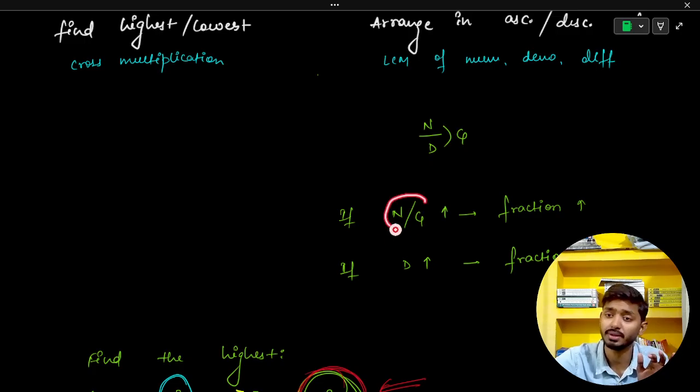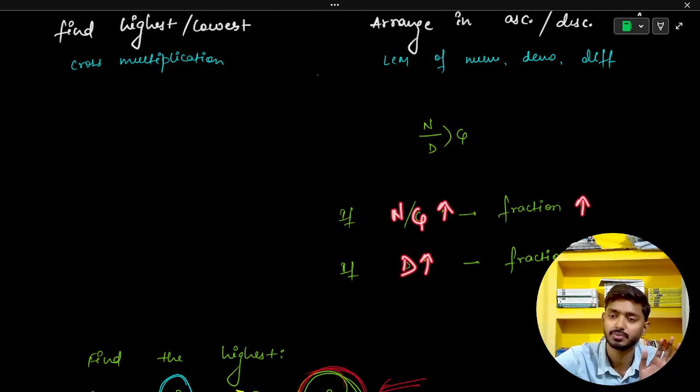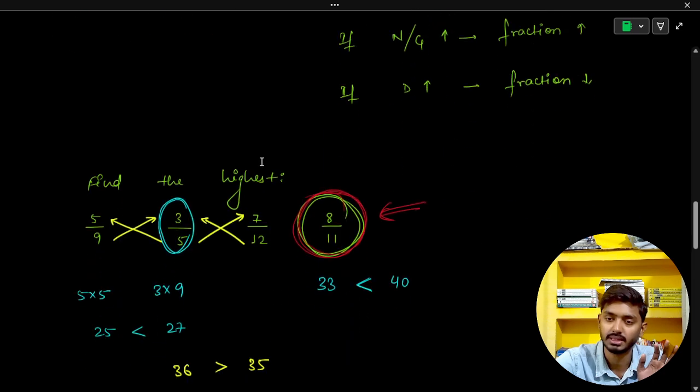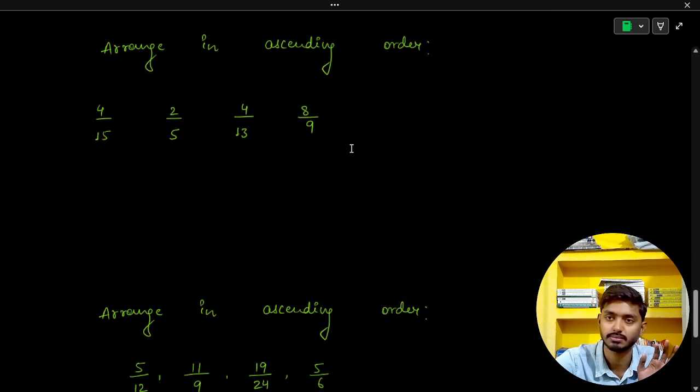If the numerator or the gap is greater, the fraction would be greater. I know that it might not make sense for now, but just bear with me. If a numerator or the gap is greater, the fraction would be greater. While if the denominator is greater, the fraction would be lesser. Alright? Let me explain what I mean by that with some examples.